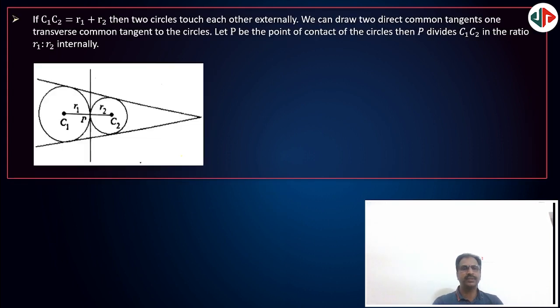Suppose C1C2 is equal to R1 plus R2, then the two circles touch each other externally. And in this case, 2 direct common tangents and 1 transverse common tangent can be drawn, and this is the point of contact P. It divides the line joining centers in the ratio R1 is to R2 internally. P is a point which divides the line joining centers in the ratio R1 is to R2 internally. Here the number of common tangents that can be drawn is 3, 2 direct and 1 transverse.